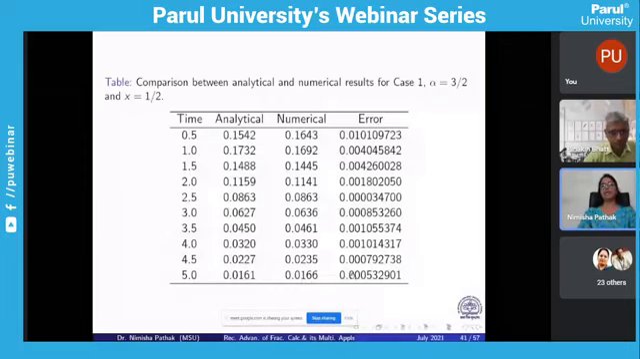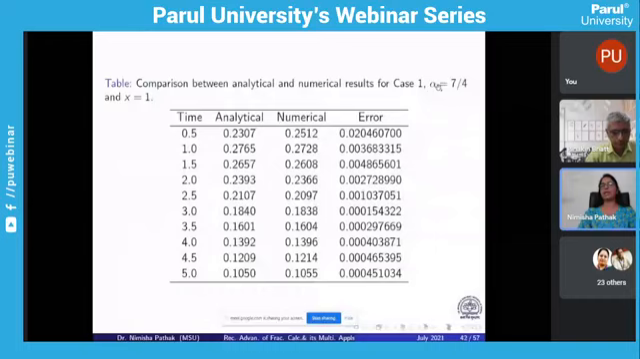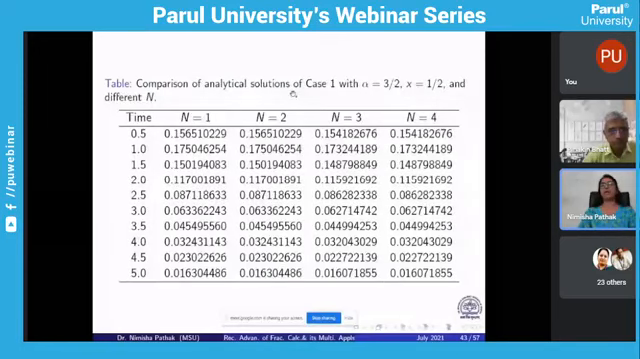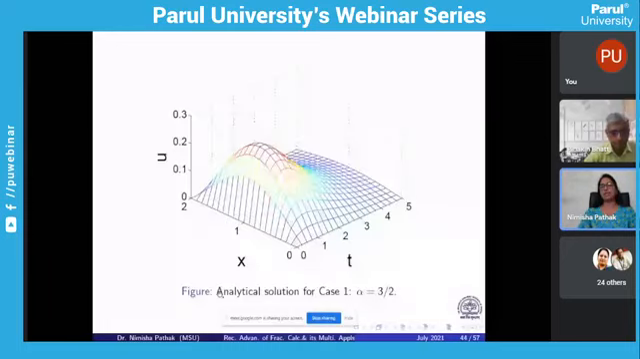Another thing is for case number one, but changing alpha to 7/4, so that is close to 2. Earlier one was close to 1, and now we will see a comparison of analytical solutions of case one, where we take alpha as 3/2, x as 1/2, and different values of time. So we obtained the analytical solution for case number one, that is alpha is 3/2. That is in the middle. So you see that there is wave and diffusion, both. So that is a mixed behavior.